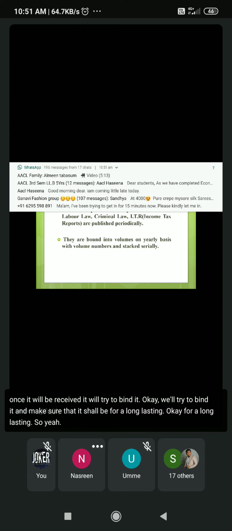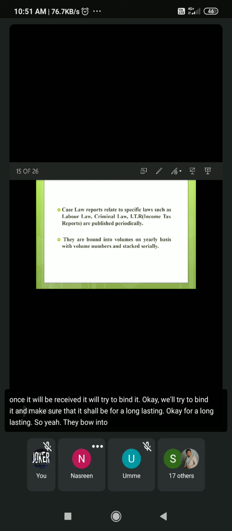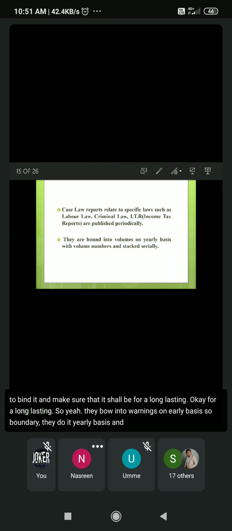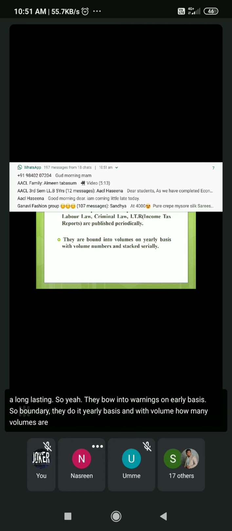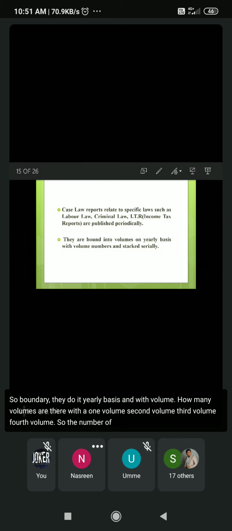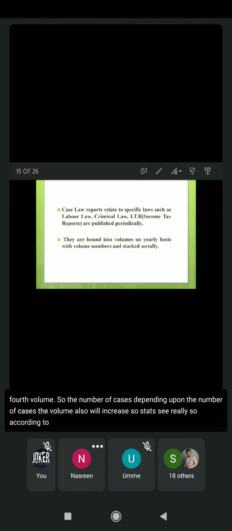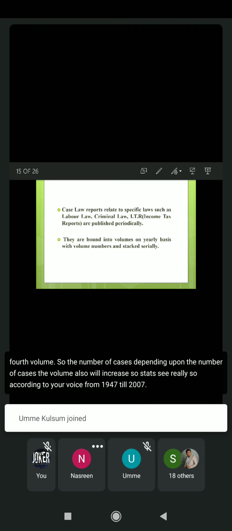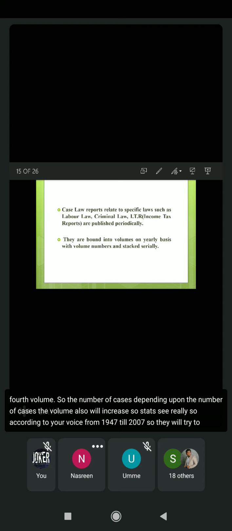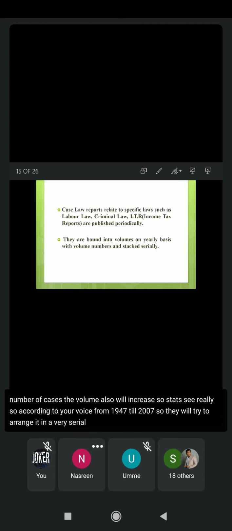So here they bind into volumes on a yearly basis, with volume numbers. How many volumes are there? Whether one volume, second volume, third volume, fourth volume. Depending upon the number of cases, the volumes also will increase. So stacked serially, year-wise, from 1947 till 2007, they will try to arrange it in a proper way. Okay, so this is about your law library.